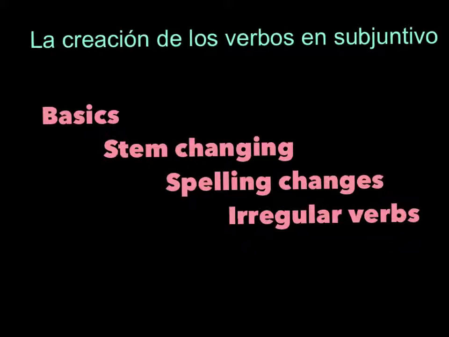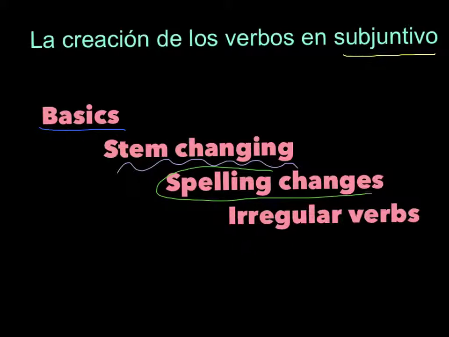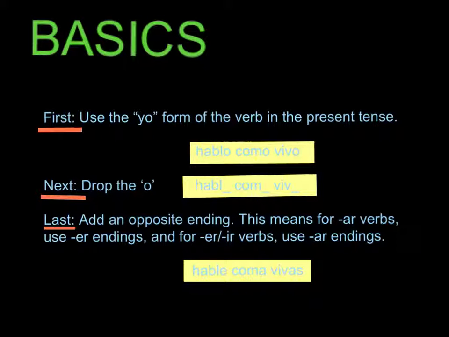Lo último que vamos a hablar hoy es la creación de los verbos en el subjuntivo. Hay 4 versiones de conjugar el subjuntivo. 1. The basics. 2. Stem changing. 3. Spelling changes. 4. Irregular verbs. Para conjugar los verbos básicos en el subjuntivo, siga estos pasos.